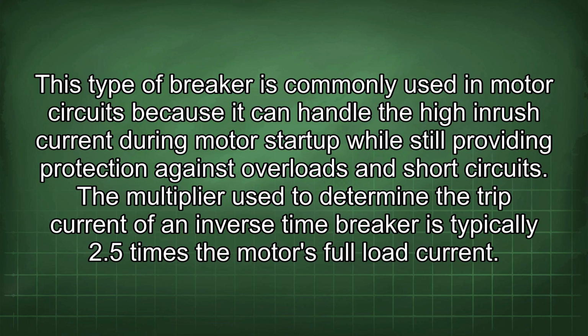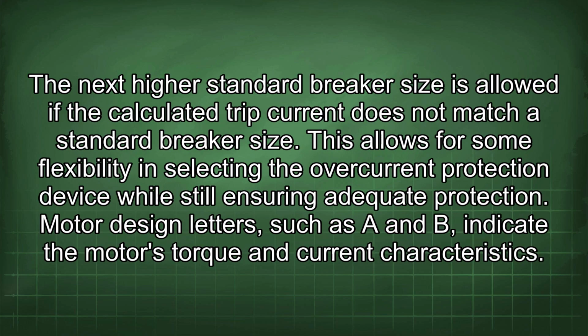The multiplier used to determine the trip current of an inverse time breaker is typically 2.5 times the motor's full load current. The next higher standard breaker size is allowed if the calculated trip current does not match a standard breaker size. This allows for some flexibility in selecting the overcurrent protection device while still ensuring adequate protection.